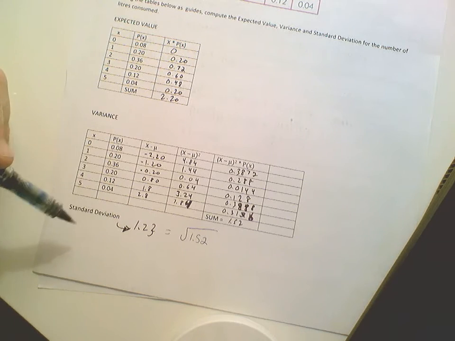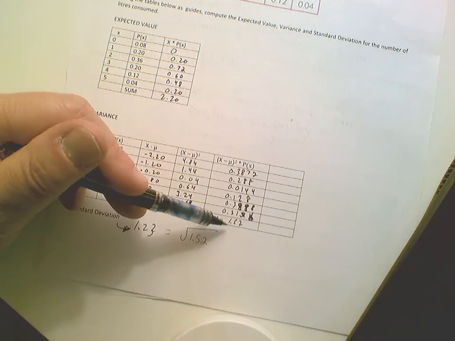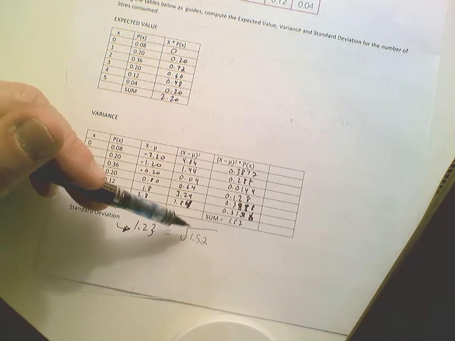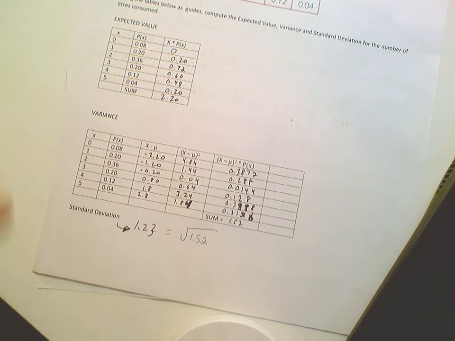Can I compute a standard deviation for this particular probability distribution? I sure can. Take the variance and take the square root of it. The square root of 1.52 is 1.23.